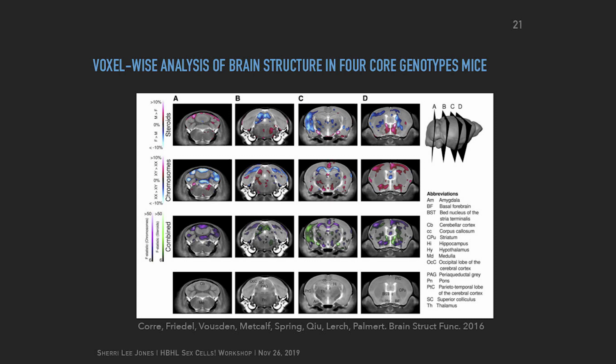I think this is a pretty amazing study because, first of all, it shows the advantage of using this 4-core genotype model and how it can help us to better understand the relative contributions of gonadal hormones and chromosomes on sex differences in the brain.